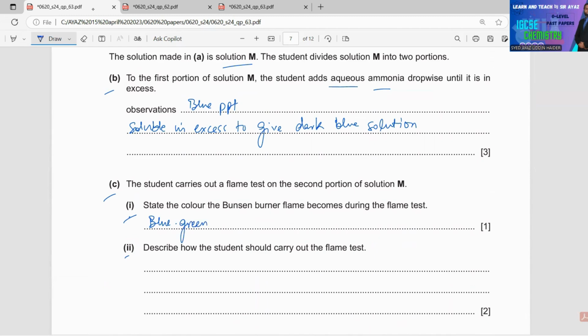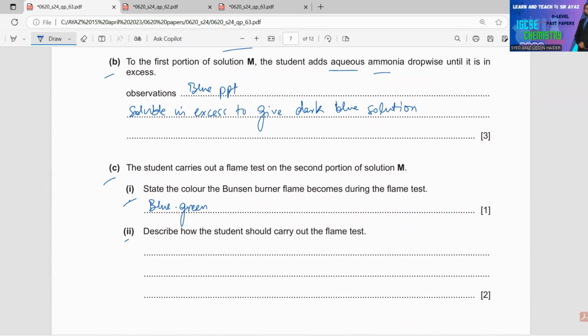Next part, describe how the student should carry out the flame test. These are the steps you have to follow. So you can write any 2 from these. First of all, you need to make a paste. So I will write, make a paste in dilute hydrochloric acid. Then you have to dip the wire or splint.